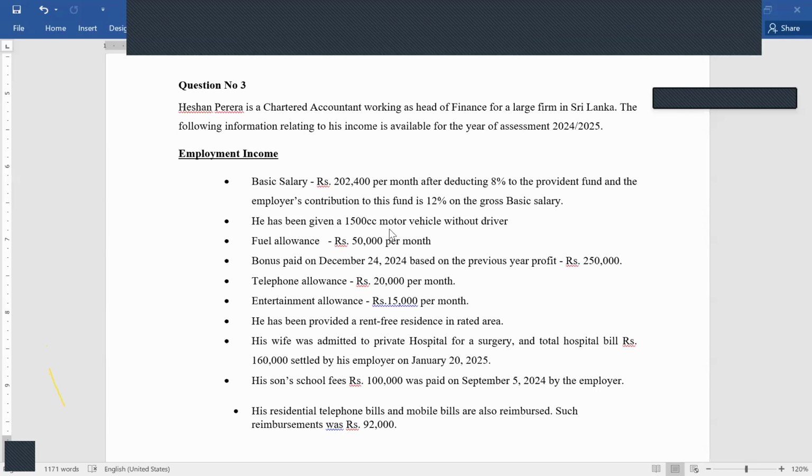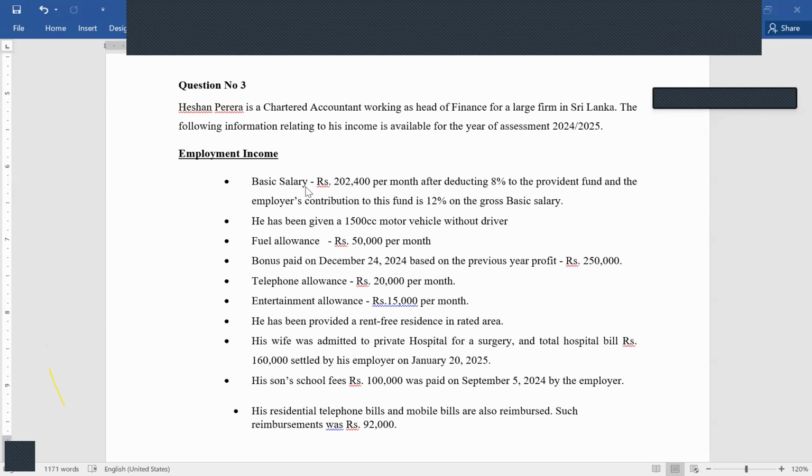Okay. We can start the calculation. This is Mr. Heshan Perera, a chartered accountant working as head of finance for a large firm in Sri Lanka. The following information related to his income is available for the year of assessment 24-25.